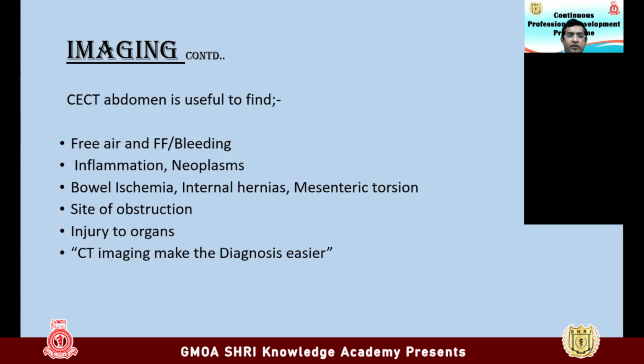In bowel obstruction, you will see a site of obstruction, which we call the transition point. You can see it easily on CT scan. And in injuries, you can see the area of injury and you can assess the severity of injury as well. So basically, it makes the diagnosis easier, makes the surgeon's life easier.